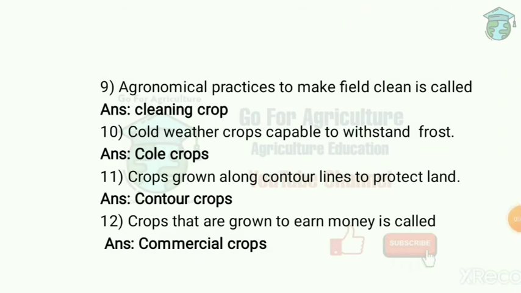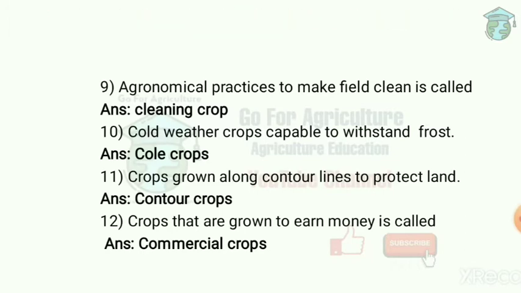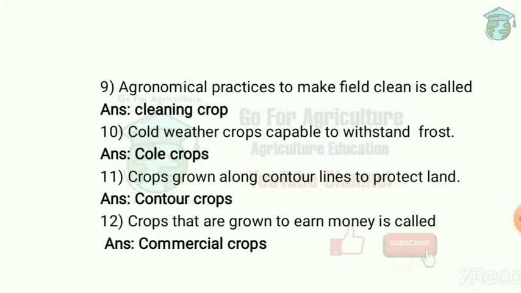Agronomical practices to make field clean is called cleaning crop. After the main crop, this cleaning crop is grown to make the field clean. For example, potato, maize are the examples. Cold weather crops which are capable of withstanding frost are called cold crops. This is nothing but winter crops, cold weather crops. For example, cabbage, cauliflower. Crops that are grown along contour line to protect land are called contour crops. Contour crops are majorly planted to protect the land from erosion. Example, marvel grass.